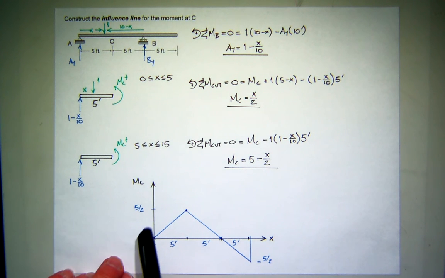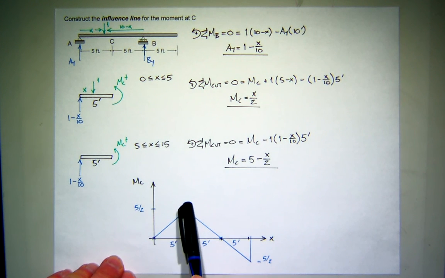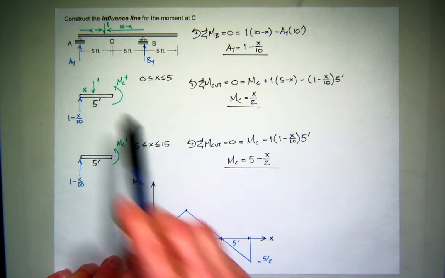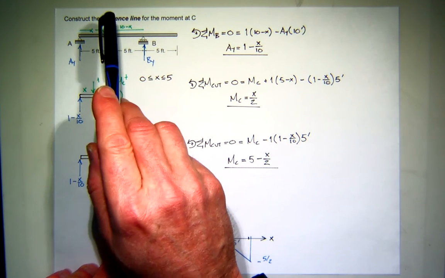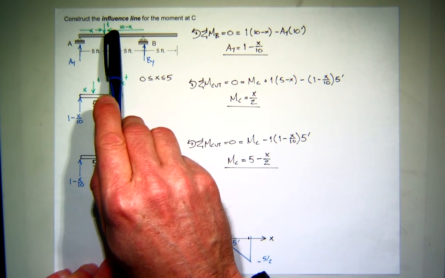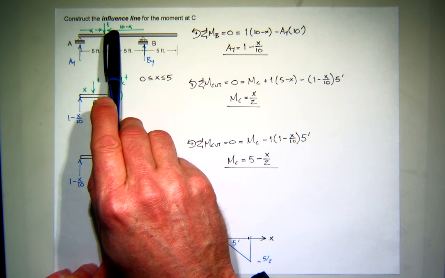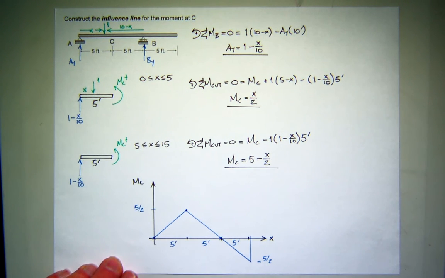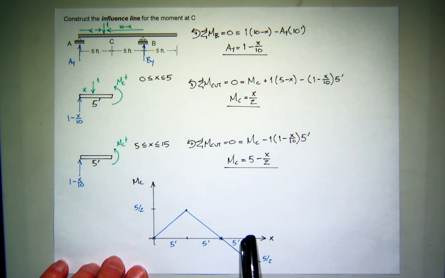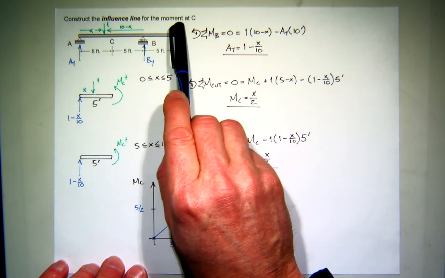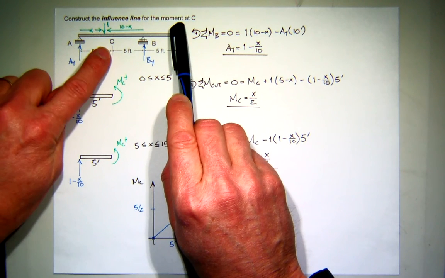So you go to the largest positive value, which is here, which is at x equal 5. So I ride my unicycle to 5 feet. I'm creating the maximum positive moment at C. Where do I go to create the maximum negative moment? Find the largest negative value. There tells me the position, 15. So I ride all the way out to the end. I'm now creating maximum negative moment at C.